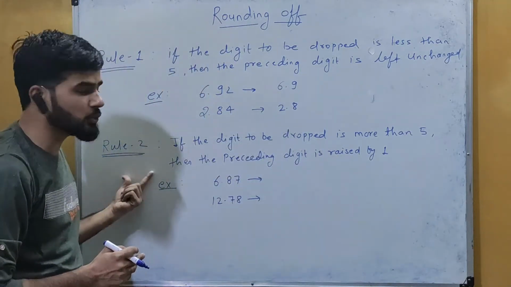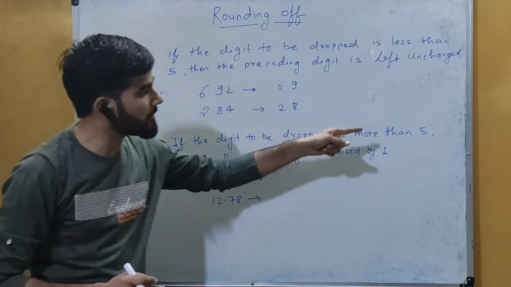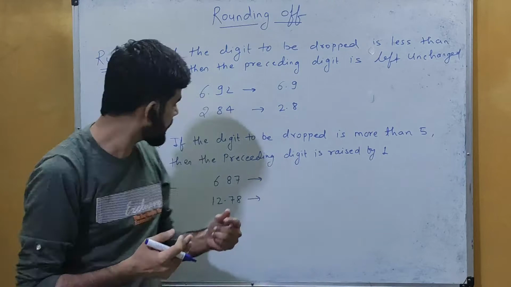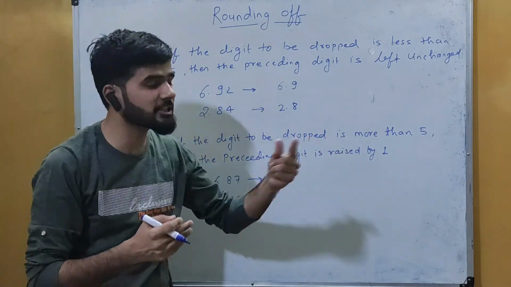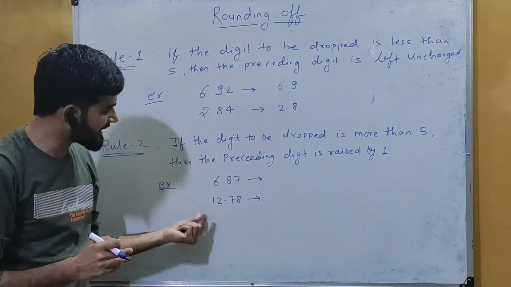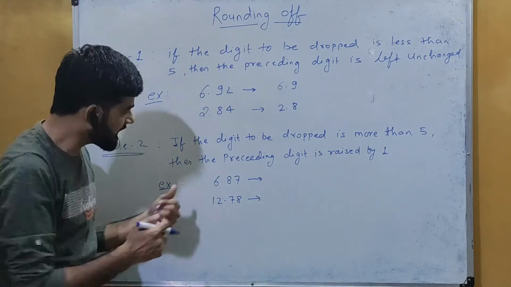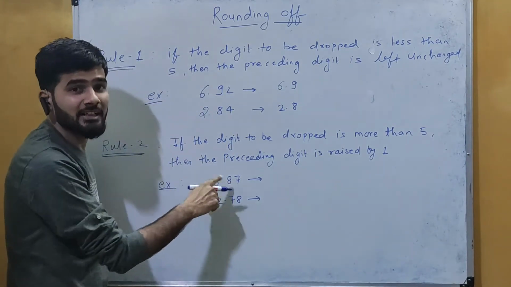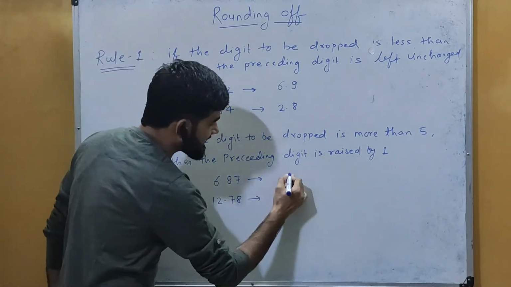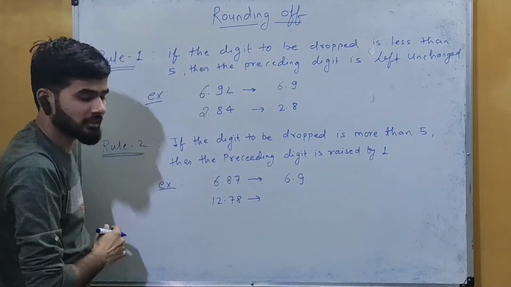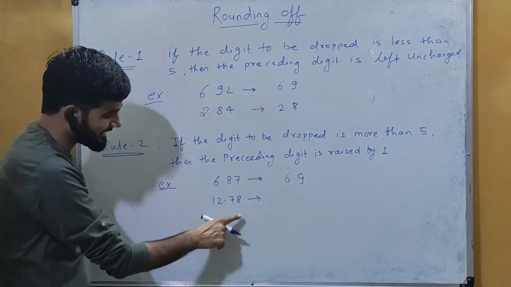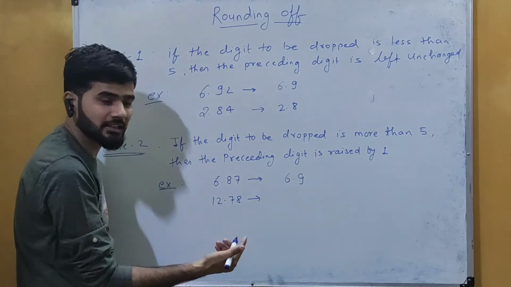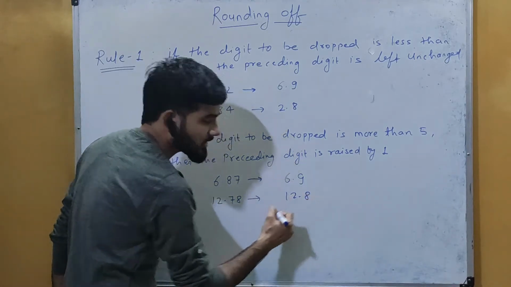Okay. Now rule number 2. If the digit to be dropped is more than 5, वहीं पर अगर वो digit 5 से ज़्यादा होगी, then the preceding digit is raised by 1. Okay. Now you can see the example here, 6.87. Here this 7 is more than 5. And to the preceding digit 8 we will add 1, so it will be 6.9. Similarly, we have 12.78. This digit which is to be rounded off is more than 5. So यहाँ पर जो 7 है इसको क्या कर देंगे हम? We will write it as 8.